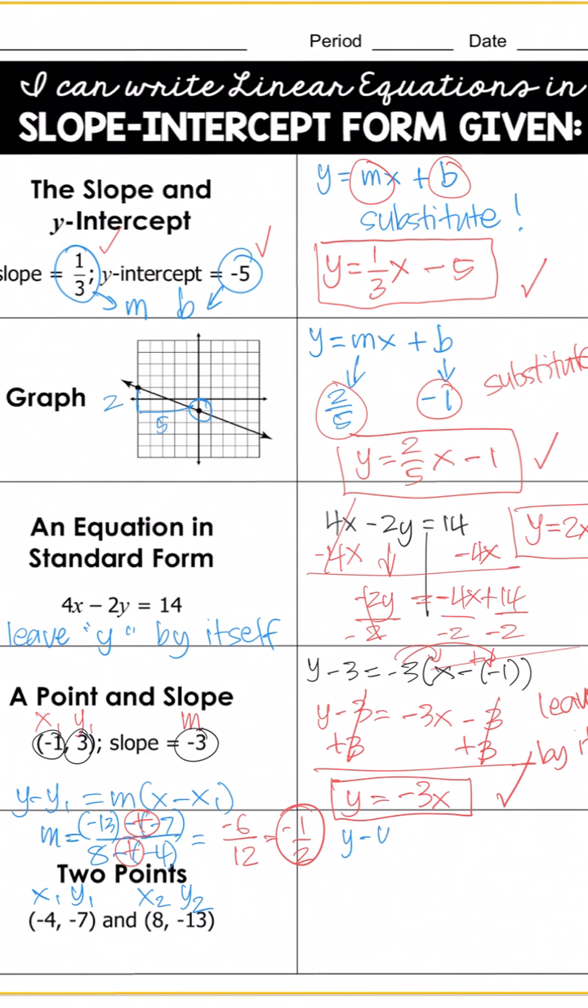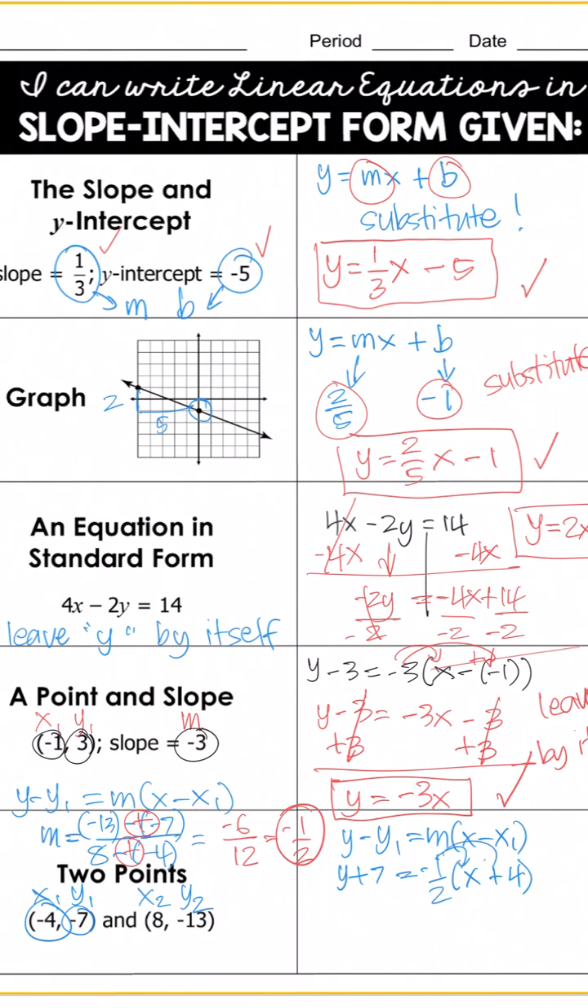Now, we are going to use the point-slope formula, y minus y1 equals m times x minus x1. Okay, so let's substitute the given values. So our y1 is negative 7. So negative times negative makes a positive. So now we have y plus 7 equals m, which is negative 1 half, times x minus, and our x1 is negative. So a negative times a negative turns into a positive. Now we have plus 4.